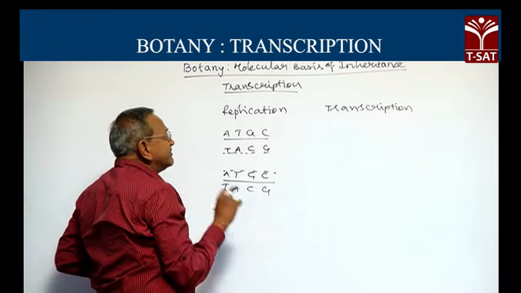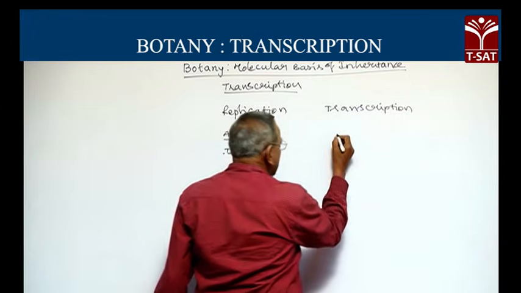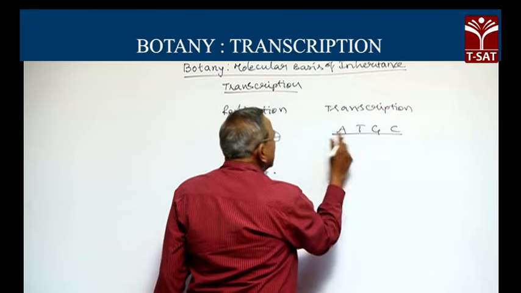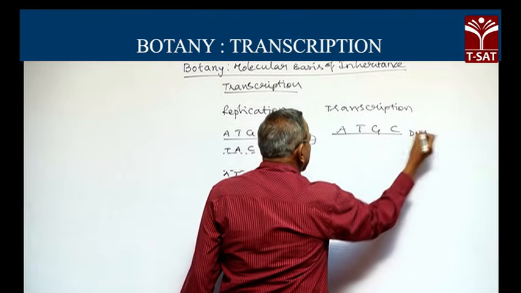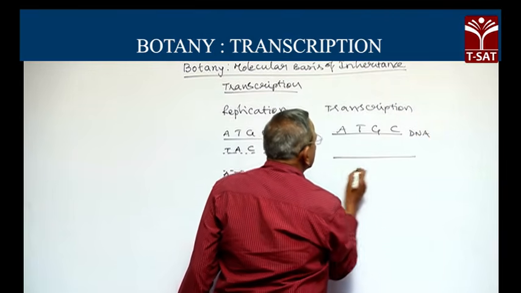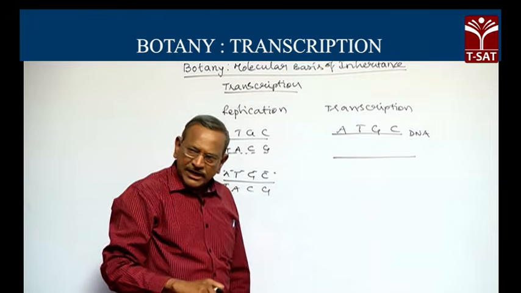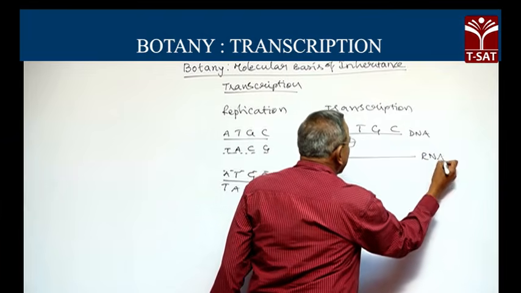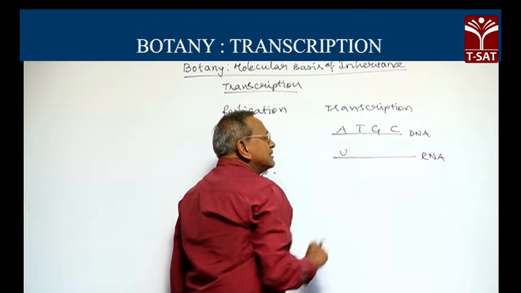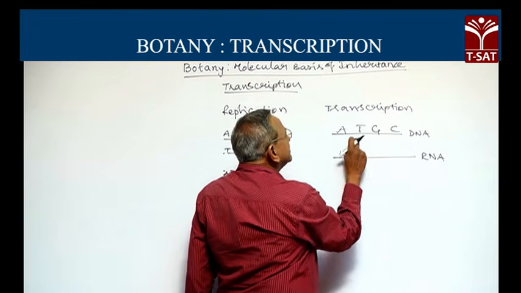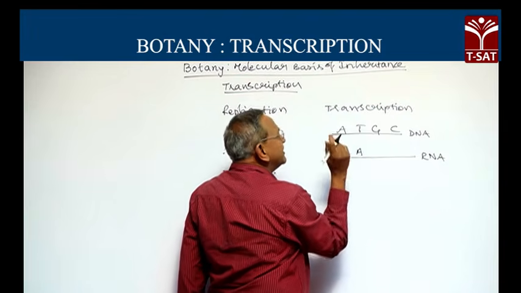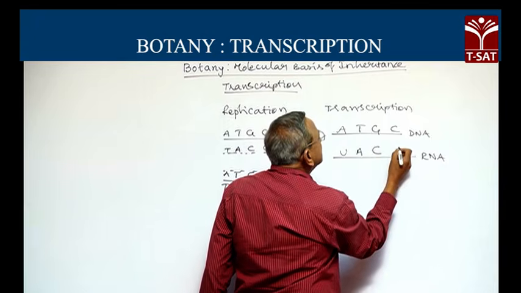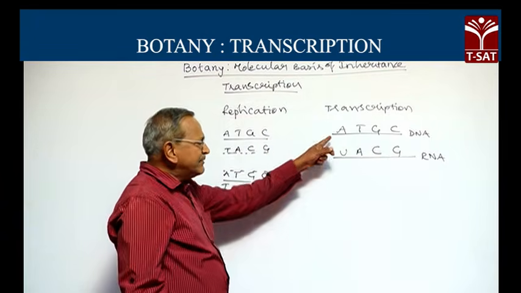When one strand of DNA is acting as a template, and let this be the sequence of a DNA template, the RNA produced should be, since there is no thymidylic acid in RNA, U will be here, and thymine, this is complementary to A, and G is complementary to C, C is complementary to G, and there is a difference here.